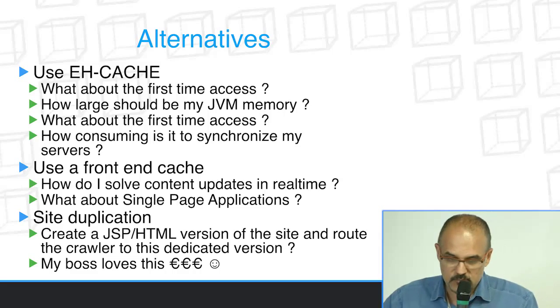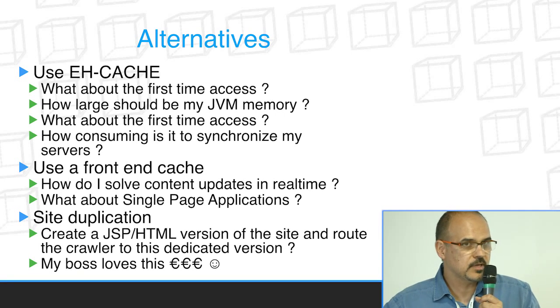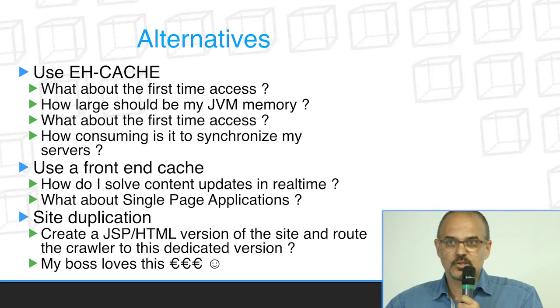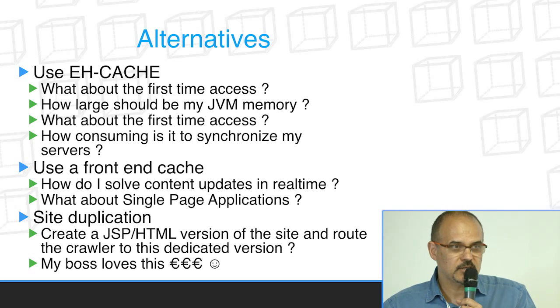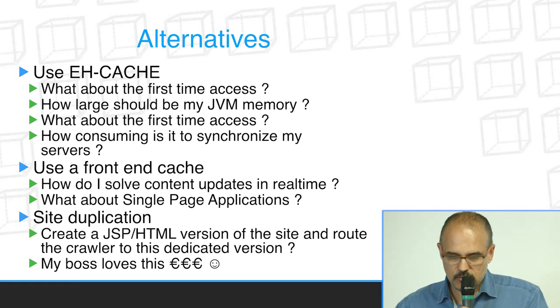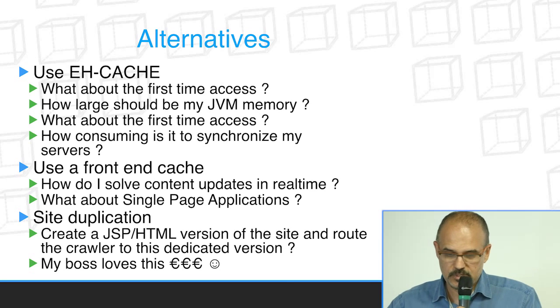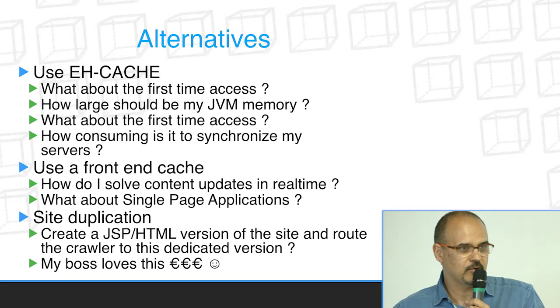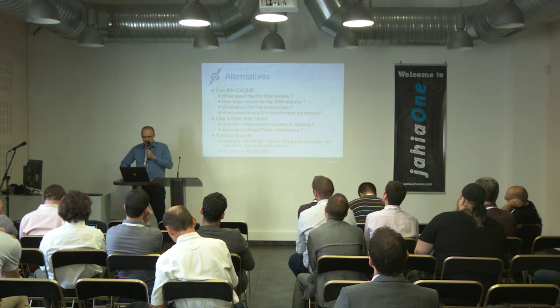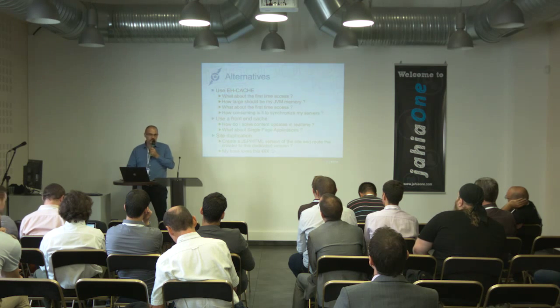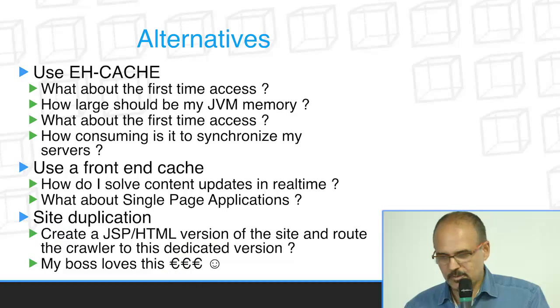So to solve that, the very first idea that comes is, okay, let's create a second version of our site that is full JSP, everything is done on the server side, there are no Ajax calls, and this site is dedicated to the crawler, the Google search engine. My boss loves this because it's a lot of work and we get paid for that, but at the end of the day, it's not the right way to do that. More coding is definitely not the right way of doing it.